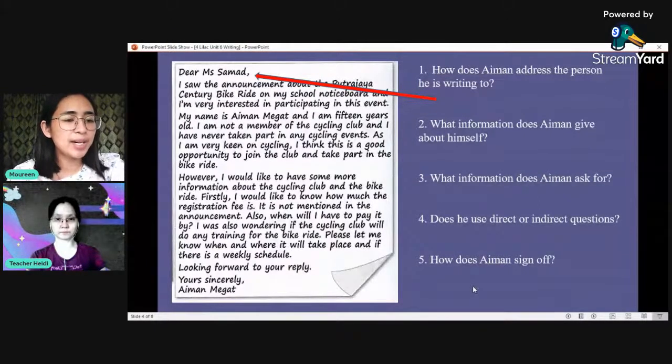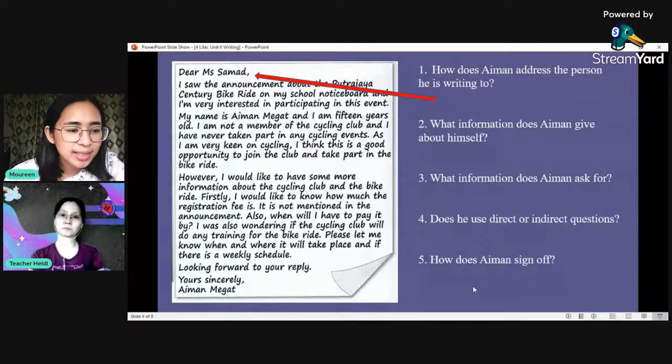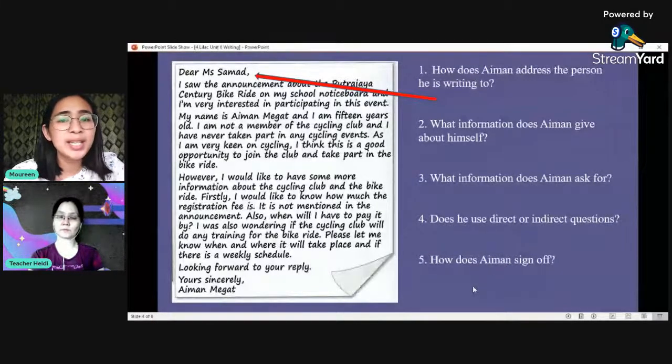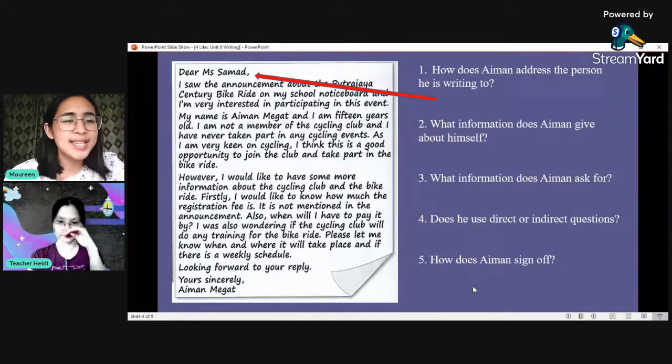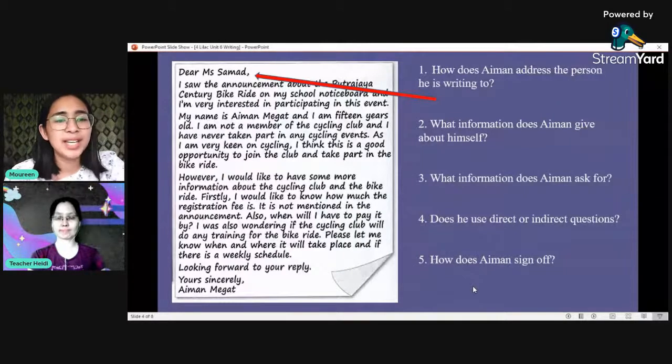Azira said paragraph 2, right? Paragraph 2. Yang lain, do you see others? Yes. Thank you for the response, Badrun. Paragraph 2 also. Yes, right. That's correct. In paragraph 2, he immediately tells about himself, my name, and then his age. And he mentioned that he's not a member of the cycling club and has never taken part in any cycling events. But he's very keen lah. So there you can see in paragraph 2, he talks about himself.